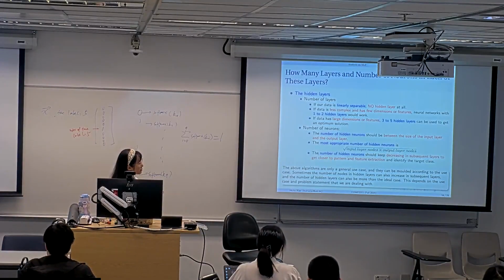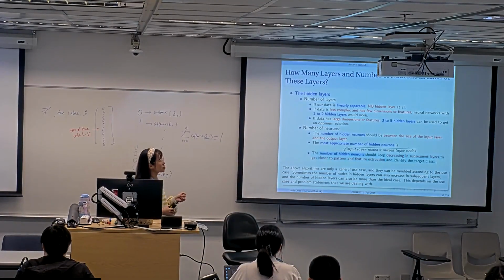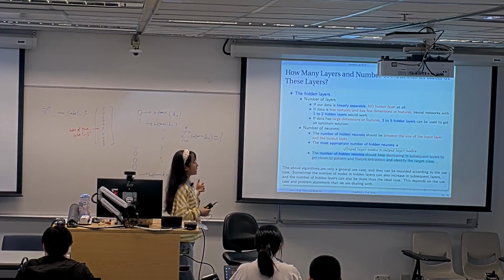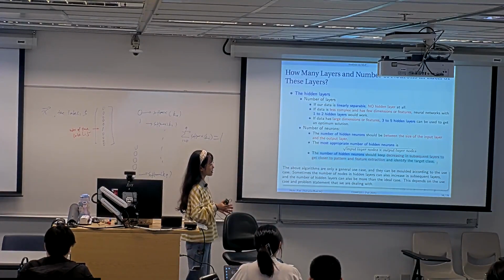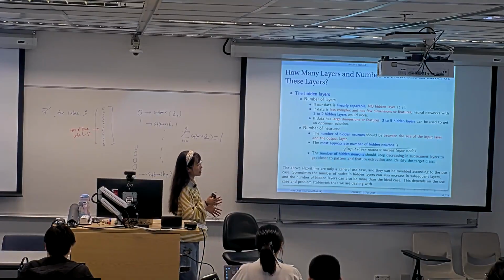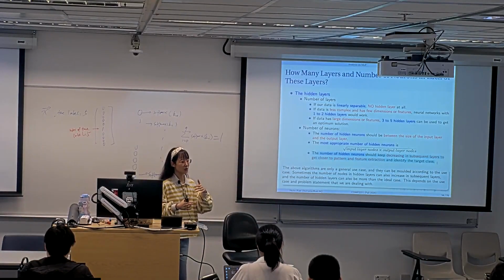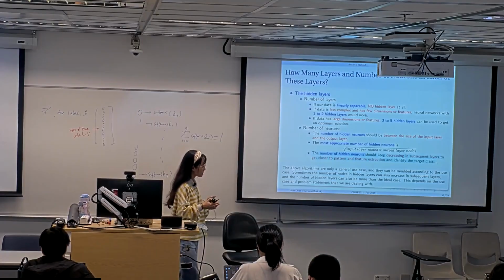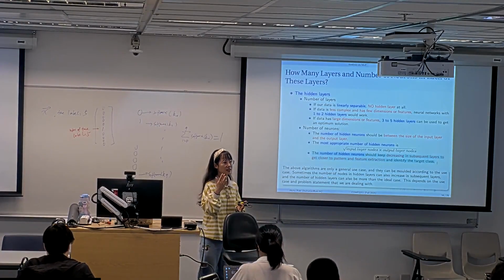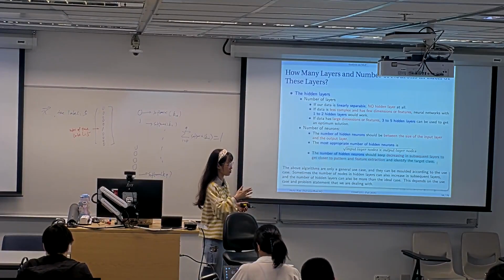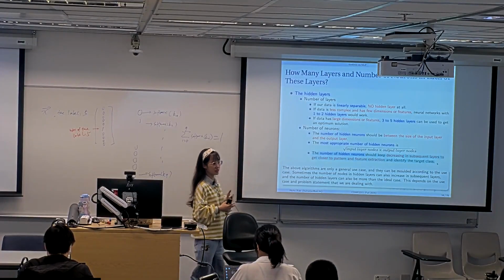And by convention, we also follow this rule. The number of hidden neurons should keep decreasing in subsequent layers to get closer to pattern and feature extraction, and then identify the target class. Keep decreasing. It does not happen frequently that you get more nodes in the next hidden layer than the previous one. So you should just keep decreasing.